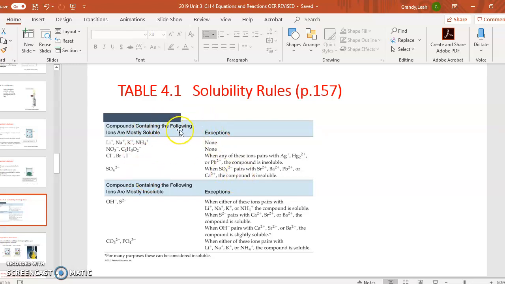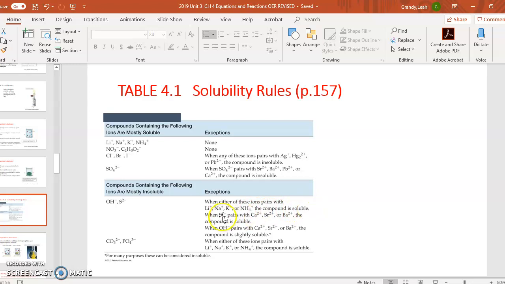All right, so compounds containing the following ions are mostly soluble, meaning these compounds that contain these would be mostly soluble. So we'd have aqueous, and the compounds containing here are mostly insoluble. So if you see here some exceptions, when either hydroxide, OH minus, or S2 minus, a sulfide ion, if either of those are paired with any of these ones here, they would be soluble, so they'd be an AQ.